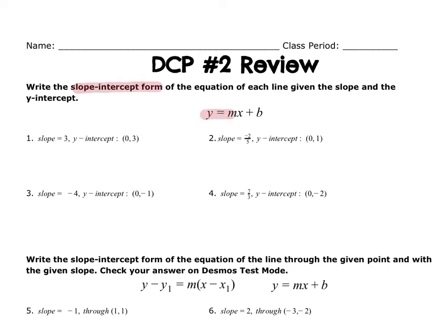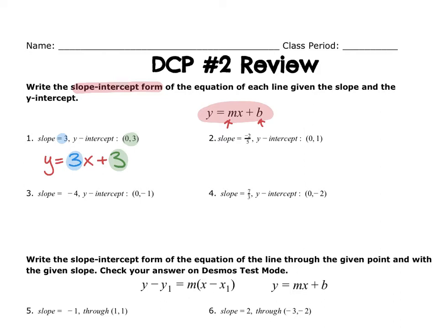Remember, slope-intercept form is y equals mx plus b, where m is the slope and b is the y-intercept. Which means if we're given the slope and the y-intercept, all we're going to need to do is fill that information in. Y equals 3x plus 3, which means that I have a slope of 3 and a y-intercept of positive 3.